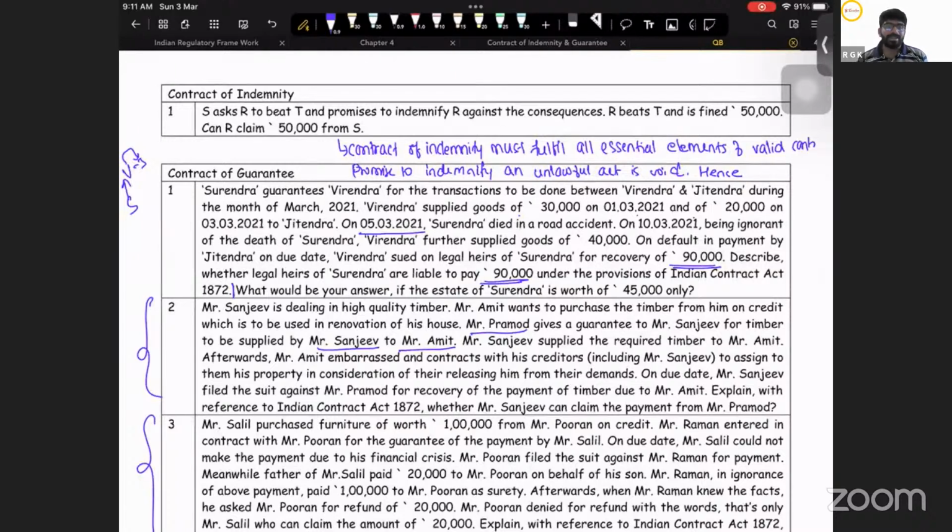So with this, I conclude the discussion on contract of guarantee. Please make sure you understood the concept of contract of guarantee and give me a confirmation so that I can proceed ahead for the next topic to come up, that is contract of bailment.